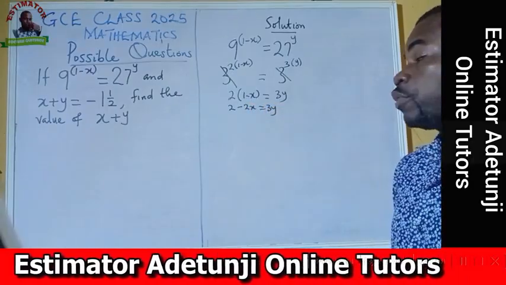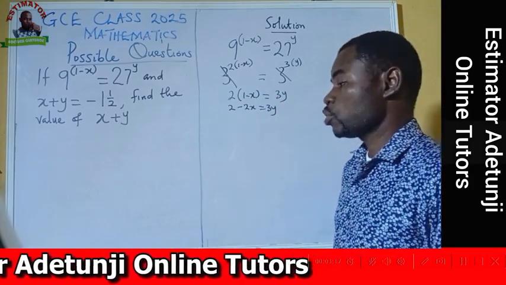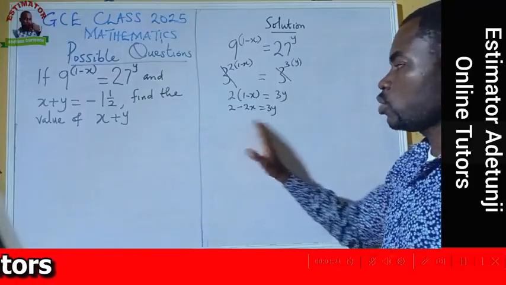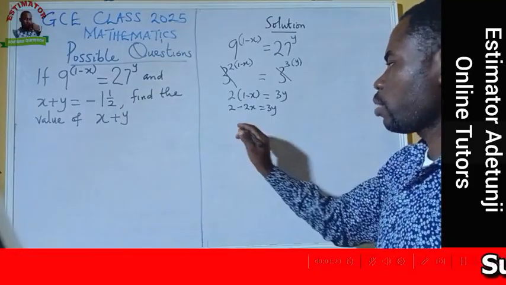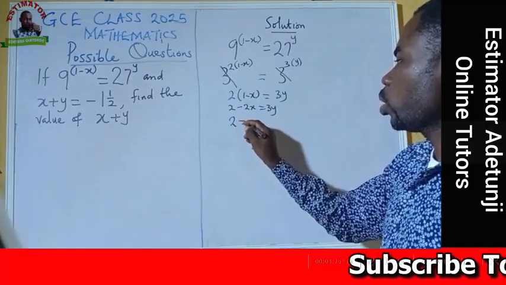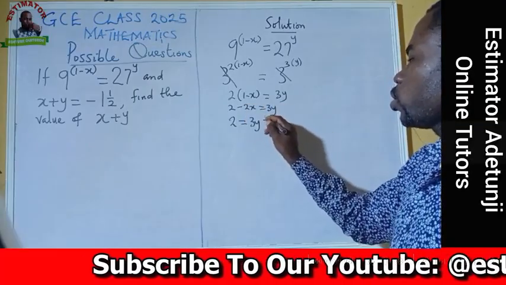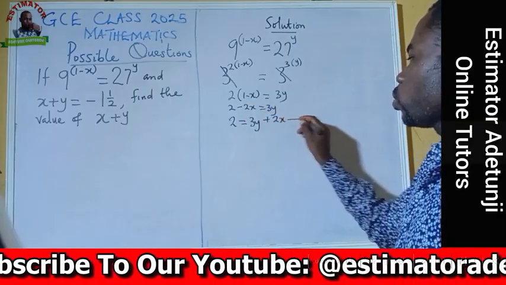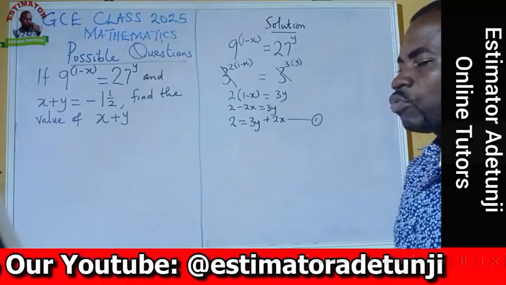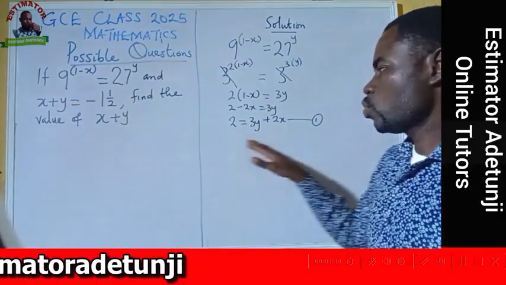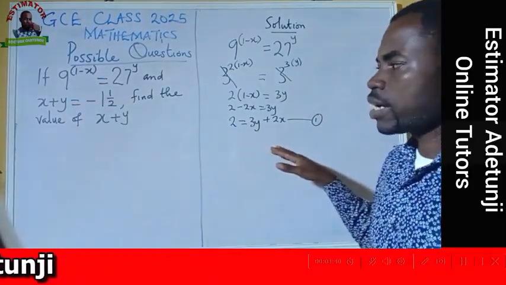The equation is already formed. If you like, you may rewrite it in a situation whereby we have the constant value separate and you have the variable on the other side. What am I saying? I will say 2 equals 3y. When this one crosses to this side, we have plus 2x, and we can declare this one as our equation 1. That is, we have transformed indices to a simple linear equation.